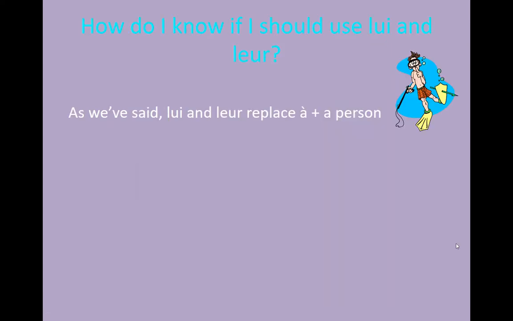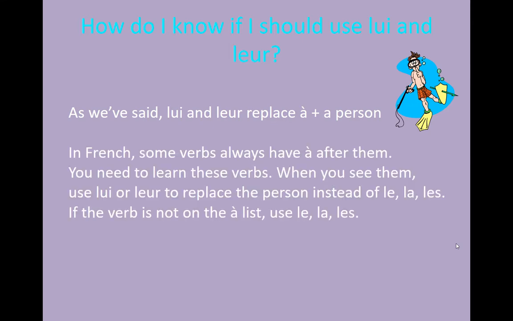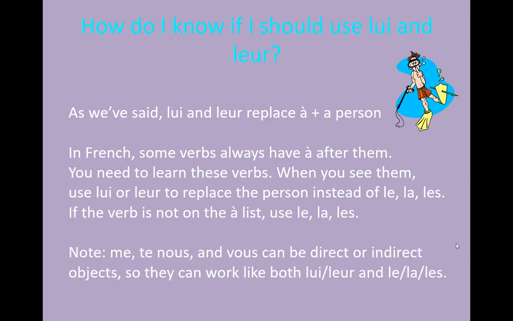How do I know if I should use lui and leur instead of le, la, les? First of all, we said lui and leur are only for people, and they're only for people with an à before them. In French, there are some verbs that always have à after them, like téléphoner. To call someone is téléphoner à. So you have to learn these verbs. When you see them, you know to use lui or leur to replace the person instead of le, la, les. The list I'm going to show you right now is not all the verbs that have à, but it's short. These are the only ones you're responsible for this year. So if the verb is on this list, you're going to use lui, leur. If it's not on this list, you're going to use le, la, les for now.